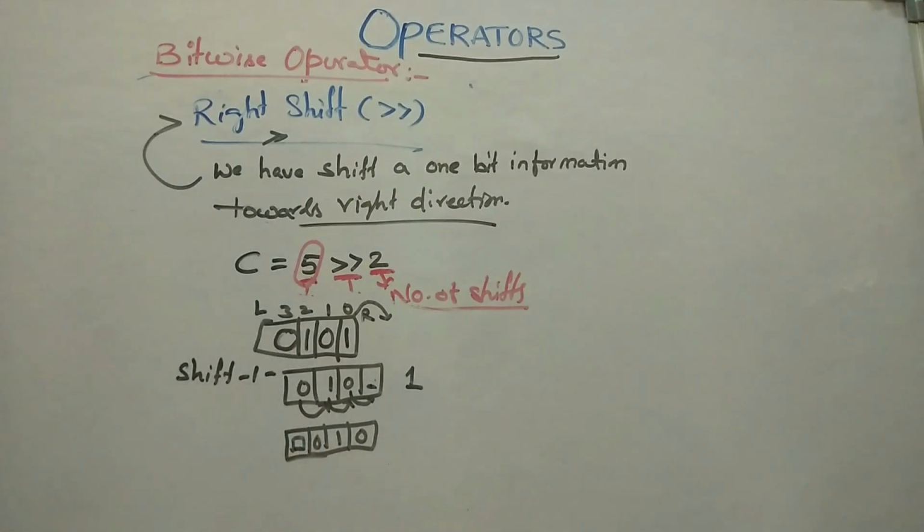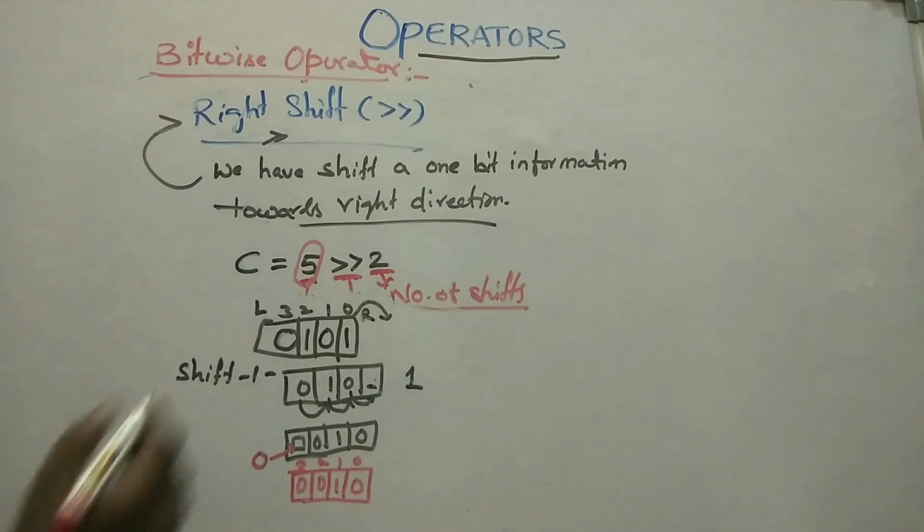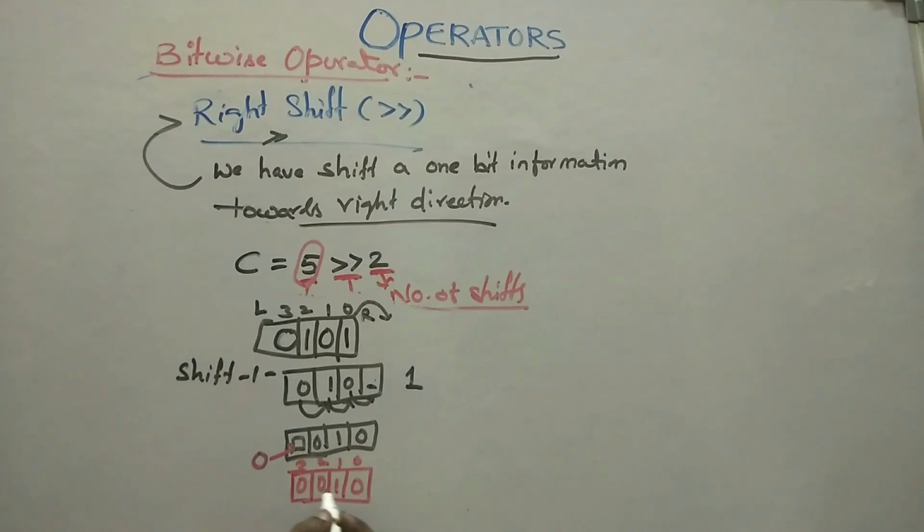In this empty place we can fill with 0. That means finally, what is the next output we can get? After the one shift, we can get the value 0, 1, 0, and we fill with the 0, right? That is the end. For the first shift, what is the output we can get?